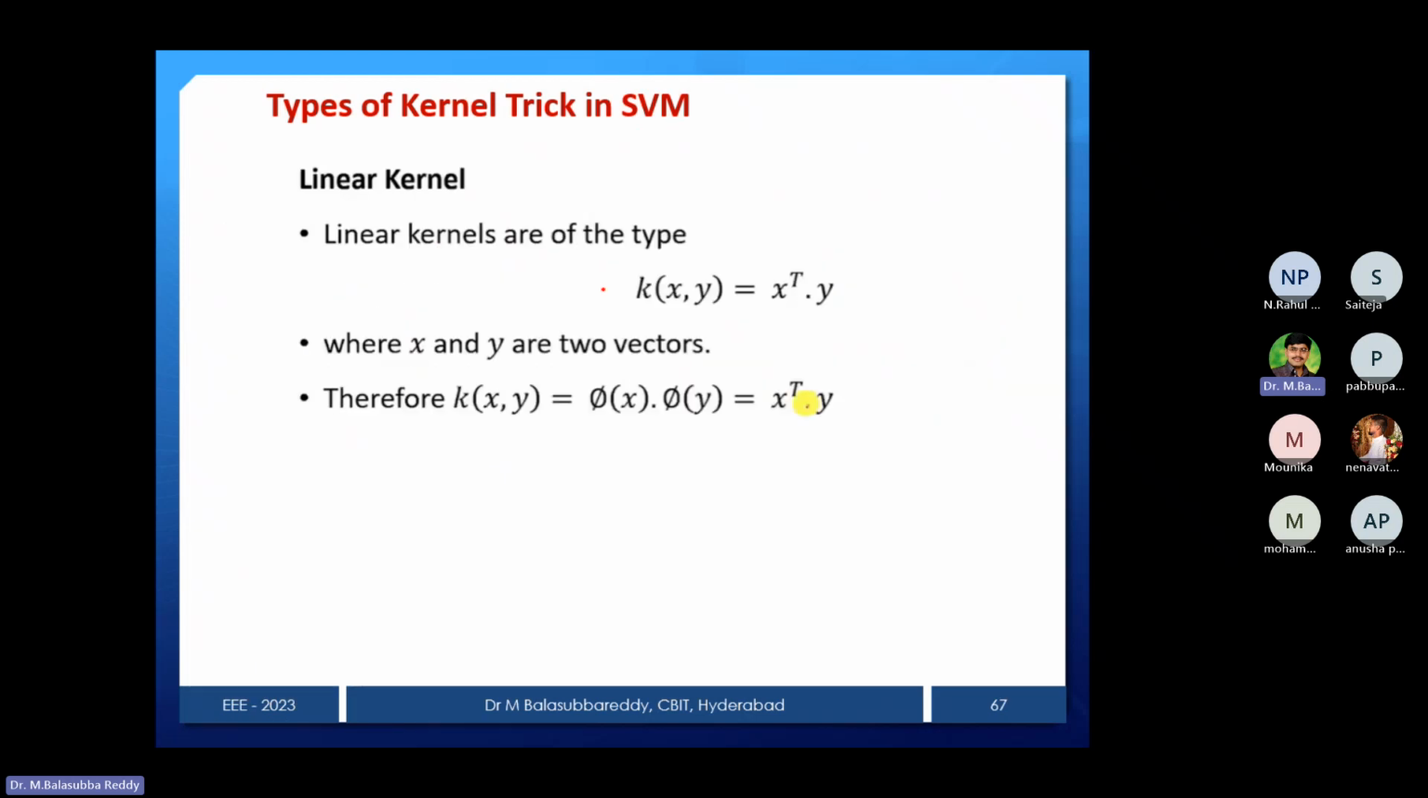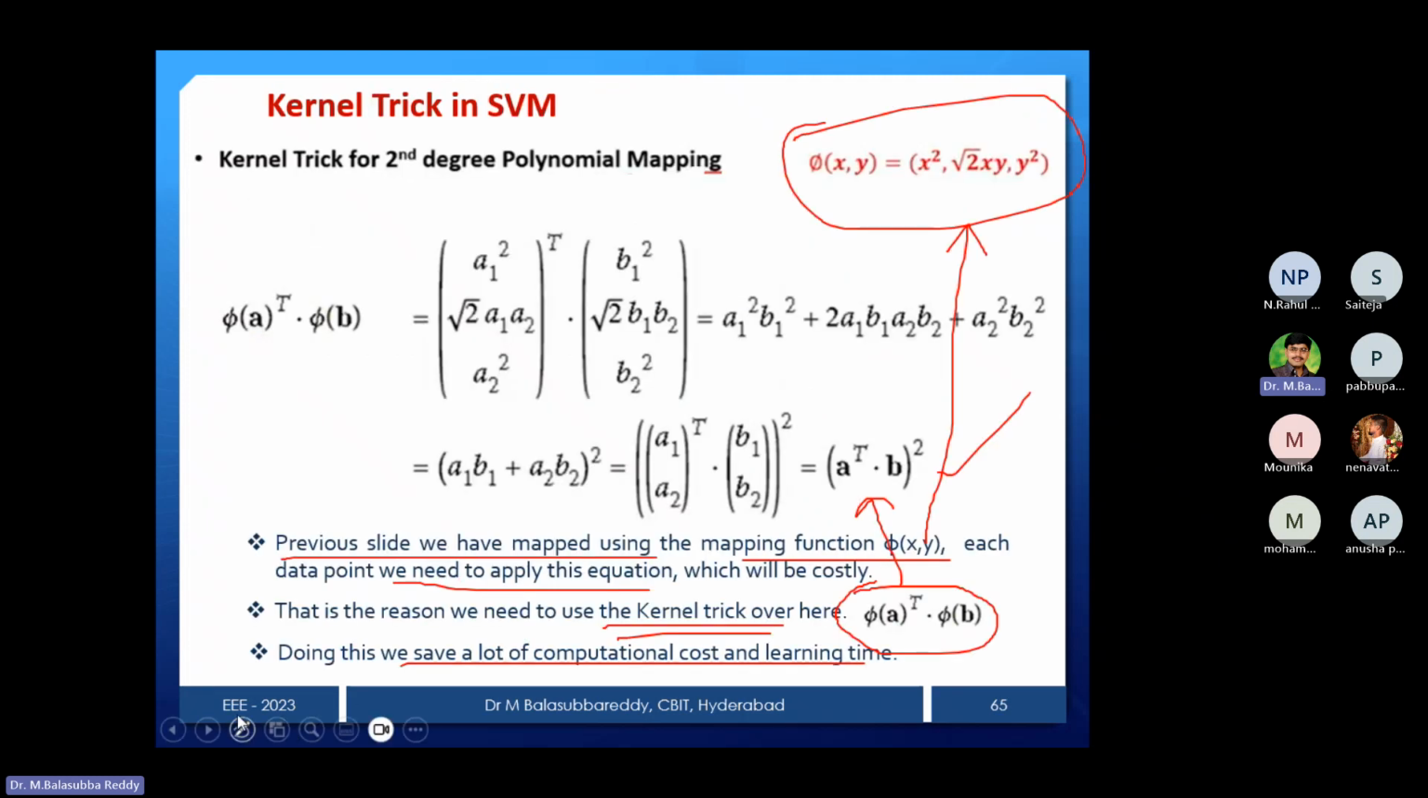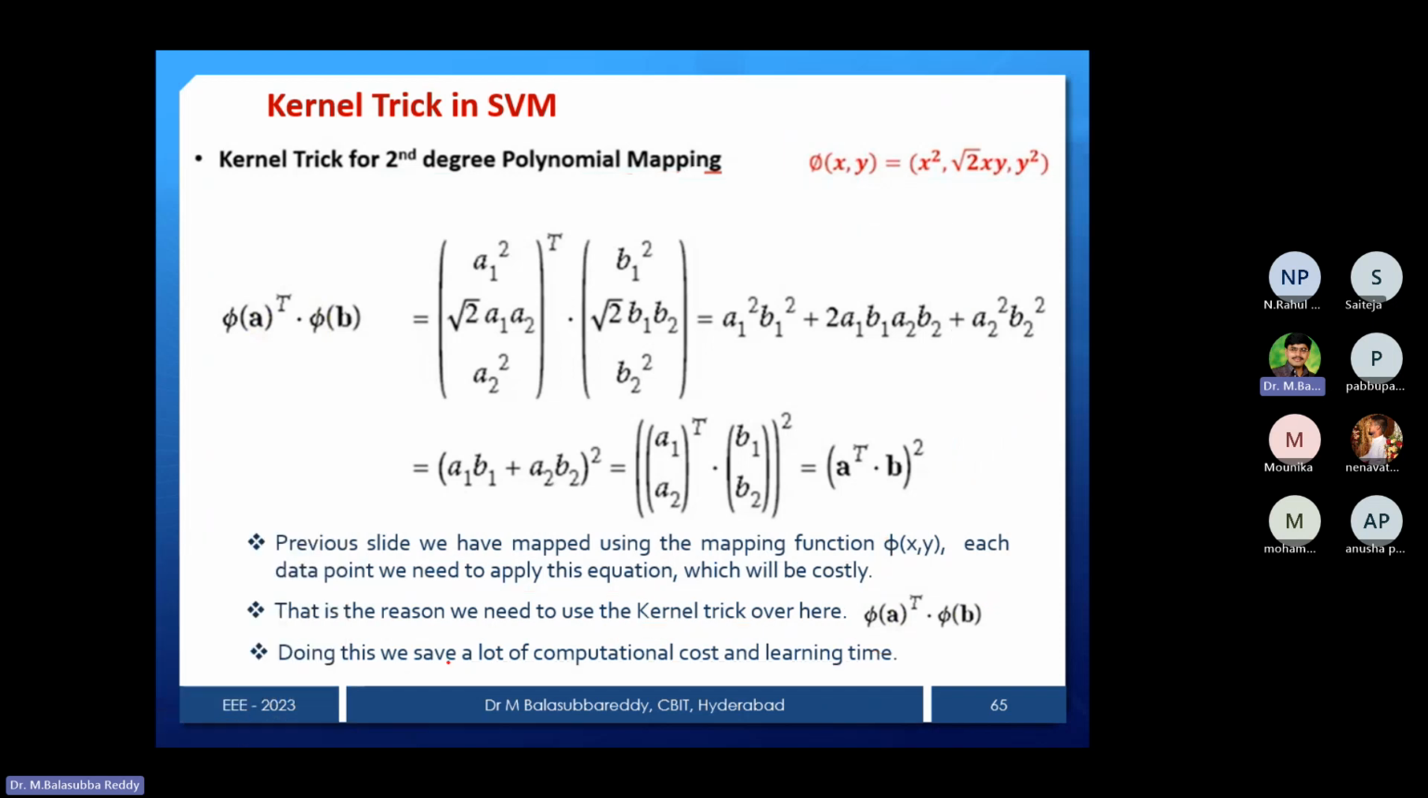A linear kernel: this is the formula we are using as a transformation. Earlier I already showed you the generalized kernel formula we got, A transpose into B whole square. That is the normal formula, A transpose B whole square, which is your kernel trick.